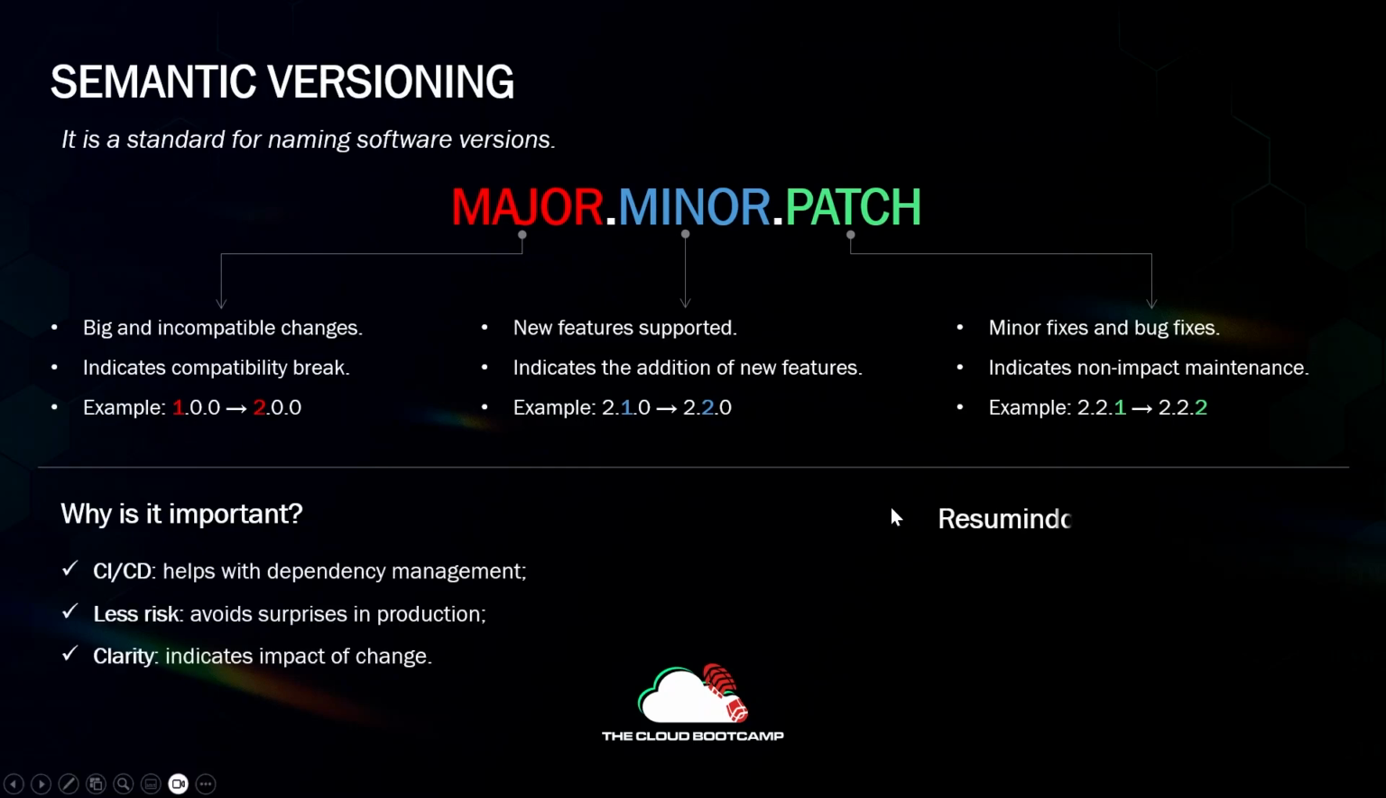But why is this so important? Semantic versioning brings clarity and standardization. When we look at the version number, we already know the impact of that change. This helps a lot when it comes to using pipelines, CI/CD, managing dependencies, and avoiding unpleasant surprises in production. In other words, in addition to better organizing the software lifecycle, it also improves communication between teams.